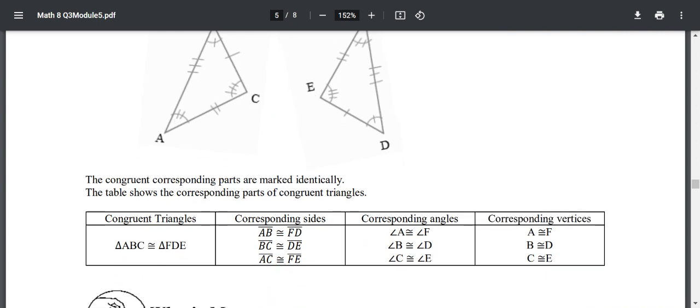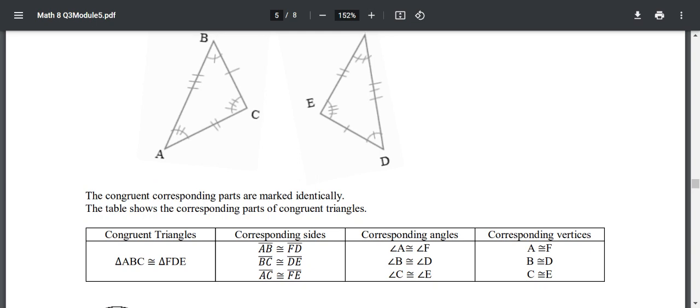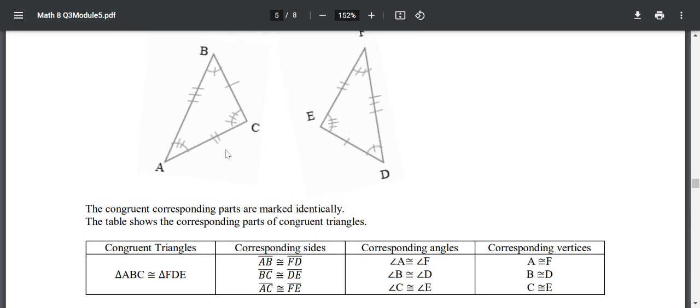So in the table of congruent triangles, triangle ABC is congruent to triangle FDE. The corresponding sides, marked to show they are congruent: AB is congruent to FD, with three marks each. BC is congruent to DE, AC is congruent to FE. Then the corresponding angles: angle A is congruent to angle F, with two marks each. Then angle B is congruent to angle D. And then angle C is congruent to angle E, with three marks each.